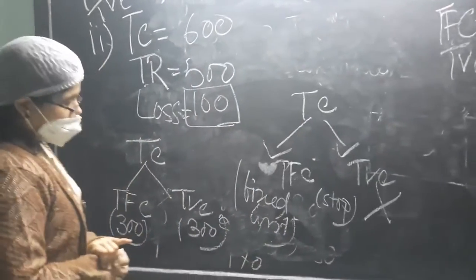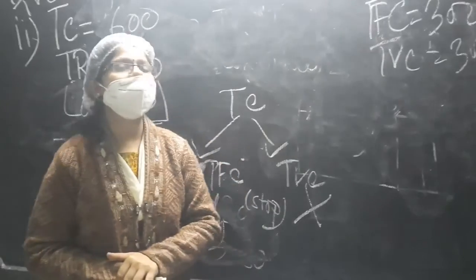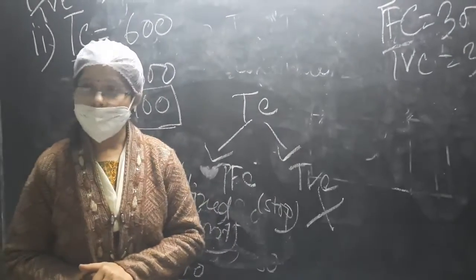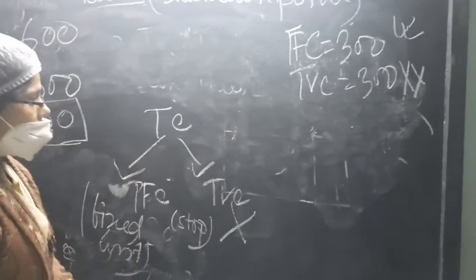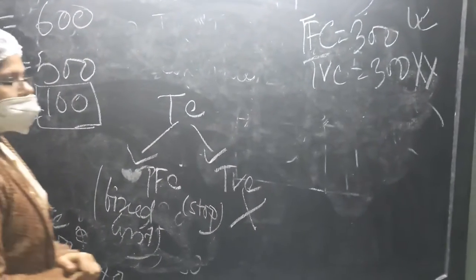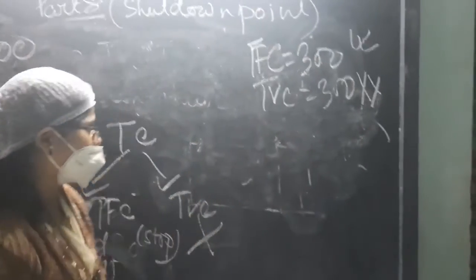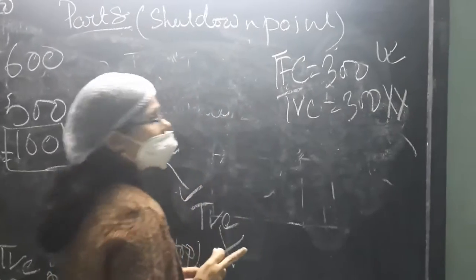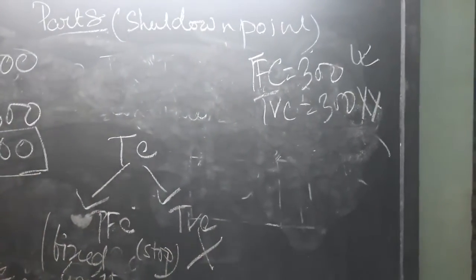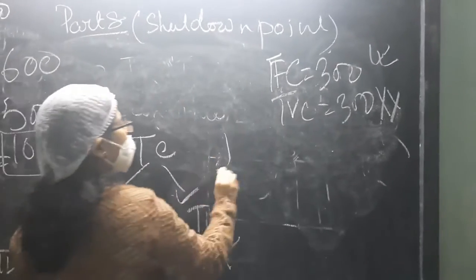Here also, for the sake of assumption, I have assumed that TFC is 300 and TVC is also 300. When the firm is not continuing the production, the firm doesn't have to pay any variable cost. It means the firm is not paying 300 rupees. But the firm has to pay the fixed cost, that is 300. Understood?